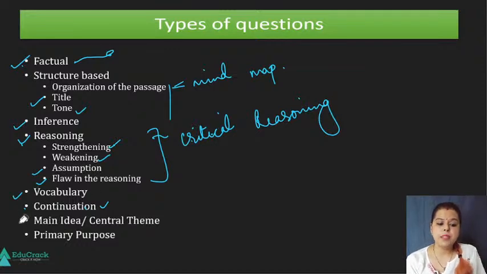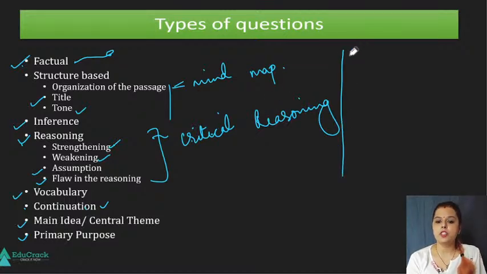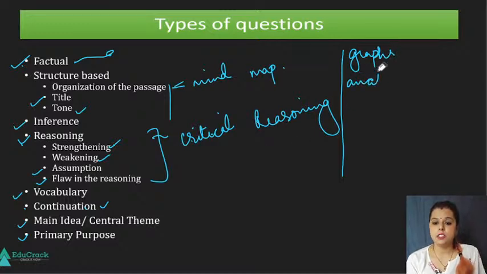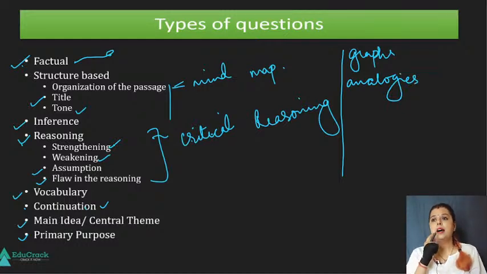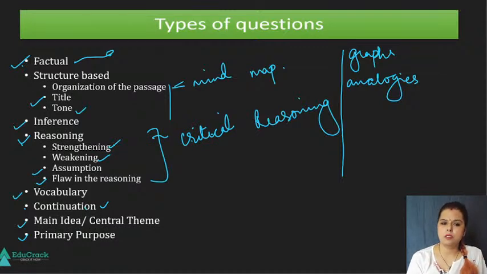these question types. Then you get questions on main idea and central theme, and then you have questions on primary purpose. So these are the major question types that you can get in CAT. Sometimes you get questions on graphs if there are graphs involved in the passage. You can get questions on analogies, very rarely though, but you can. There may be an occasional different question type that comes in, very rarely though, because these are the most commonly found question types in CAT.